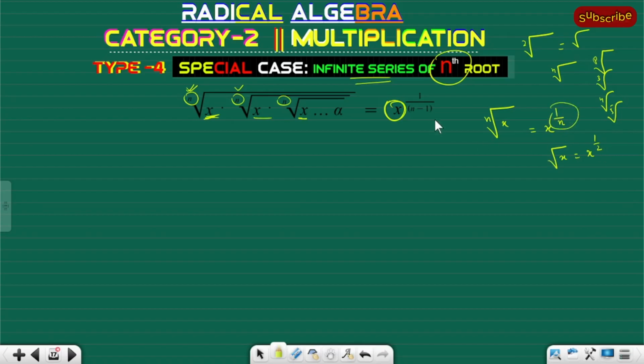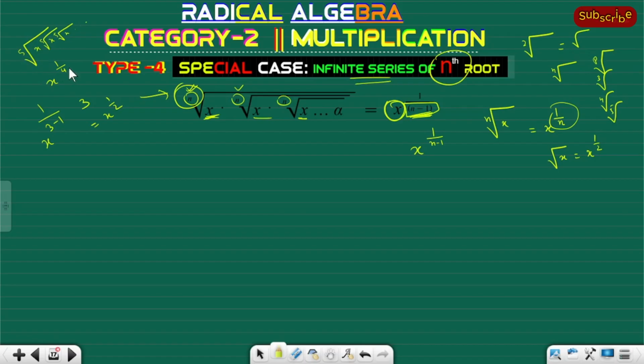So in such a case the answer would be x raised to the power 1 by n minus 1. Do minus 1 from the root number n. If it is 3 here, then x to the power 1 by 3 minus 1, that is 1 by 2. If it is 4, if it is 5, the fifth root of x and so on, then x would be to the power 1 by 4. 5 minus 1 is 4, 1 by 4.